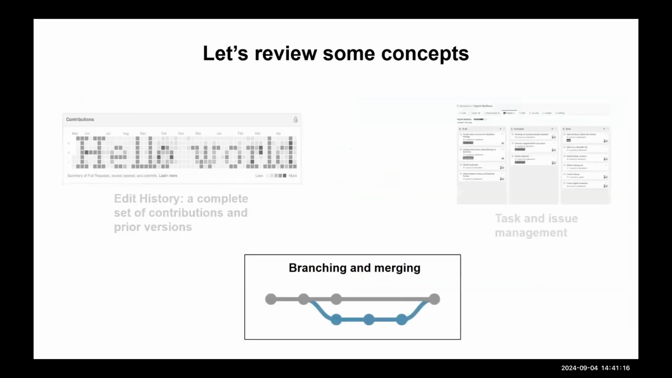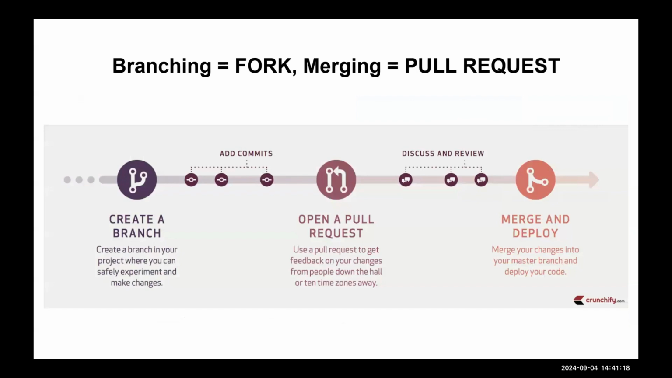Examples of that. Branching and merging. So this is another graphic of how branching and merging work. Branching, of course, is fork, where you create a branch. You can create a branch, you can create a fork. So you're basically splitting that repository into two parts, into two versions. Then you can safely make changes to that fork or branch. You can add commits, which means you can edit it, you can make changes to it.